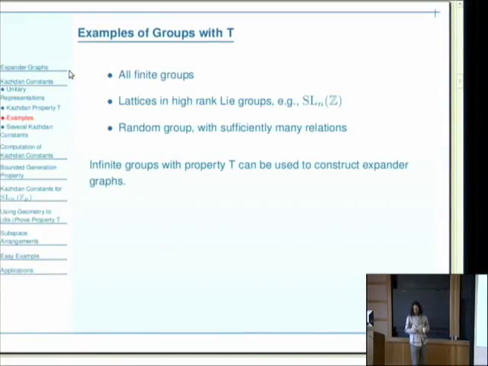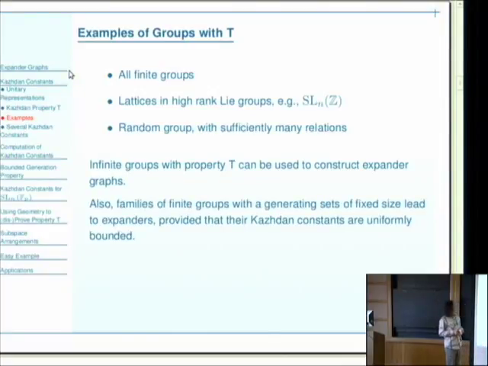What I was going to say, and that's exactly what you asked: if I have an infinite group with property T, I can take its finite quotients, take a generating set of the group, and project it to a generating set of each finite quotient. The Kazhdan constant behaves nicely with respect to projections, and as a result I get a family of expanders. An equivalent thing is if I have a family of finite groups with a fixed generating set and a universal bound for the Kazhdan constants, this gives me a family of expanders. Of course I need to fix the size of the generating set, otherwise things can become a bit crazy.